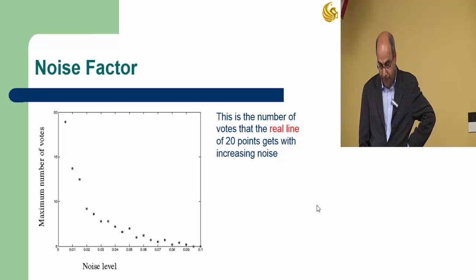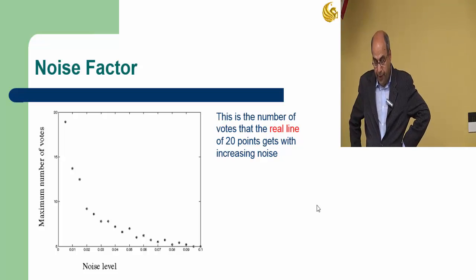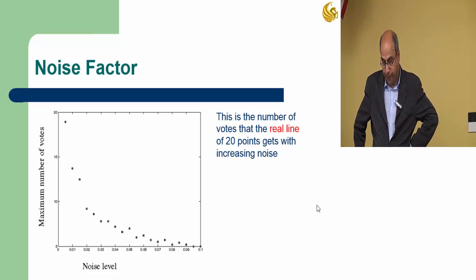So what you need to do is, there has to be some kind of threshold. So here we have 20 points, but we have added noise, then the maximum number of votes is decreasing because they are spreading out, and we have to keep that in mind.